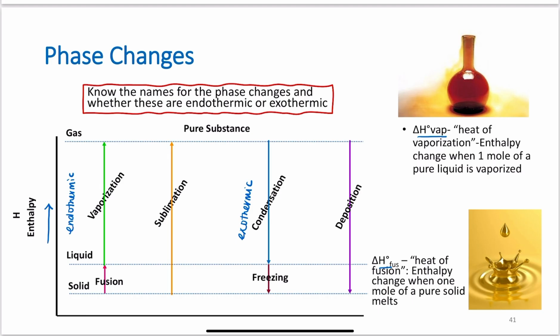And we're going to be using these values very soon, but delta H vaporization, the heat of vaporization, is defined as the enthalpy change when 1 mole of pure substance is vaporized. Delta H of fusion, heat of fusion, is defined as the enthalpy change when 1 mole of a pure solid melts. And you are responsible for these definitions. And again, being able to remember if they're endo or exothermic, putting them on the graph, etc.